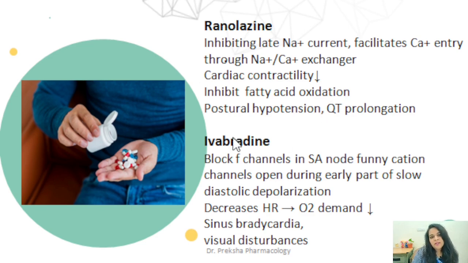Ivabradine blocks the F channels in the SA node, funny cation channels, which open during the early part of slow diastolic depolarization. Blockade of these channels will decrease the heart rate and ultimately decrease the oxygen demand of the heart. The side effects of this drug are sinus bradycardia and visual disturbances. Ivabradine is also used as an add-on therapy for the treatment of angina.